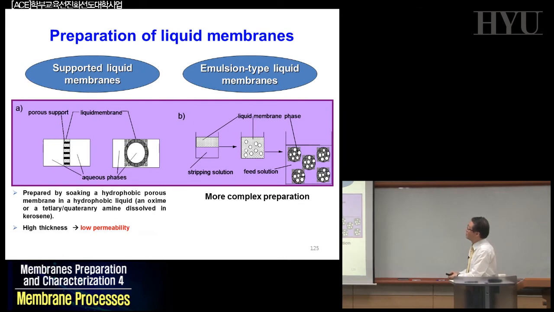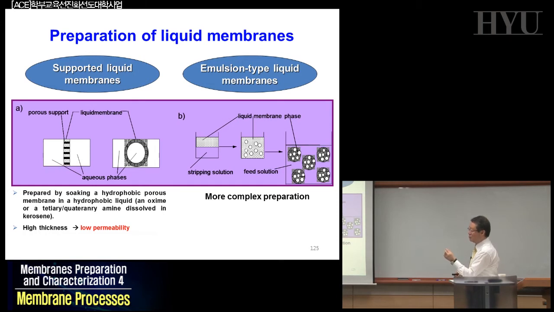This is one example. This is the supported liquid membrane system that I have just talked about. We have a porous support, and we have two aqueous phases. And this porous support is filled with the liquid membrane, with the separation capability. And of course, if you have a thicker membrane support, then you have a detrimental effect on permeation, so the permeability will be much lower.